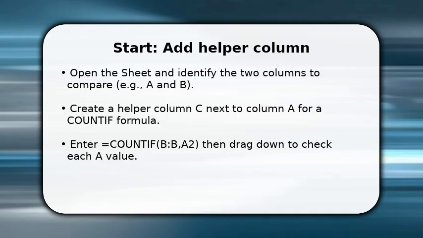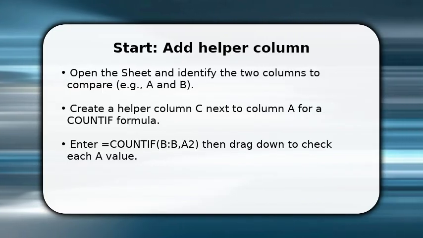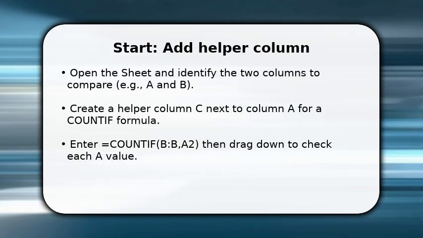You already have your sheet open, so start by naming the two columns and adding a helper column next to the first one. In that helper cell type =COUNTIF(B:B, A2) and press enter. This counts occurrences of A2 in column B. Once done, drag the fill handle down to apply the check to every row.